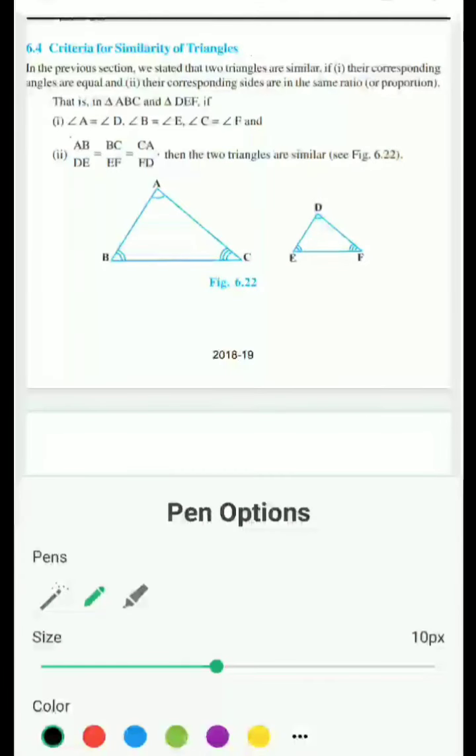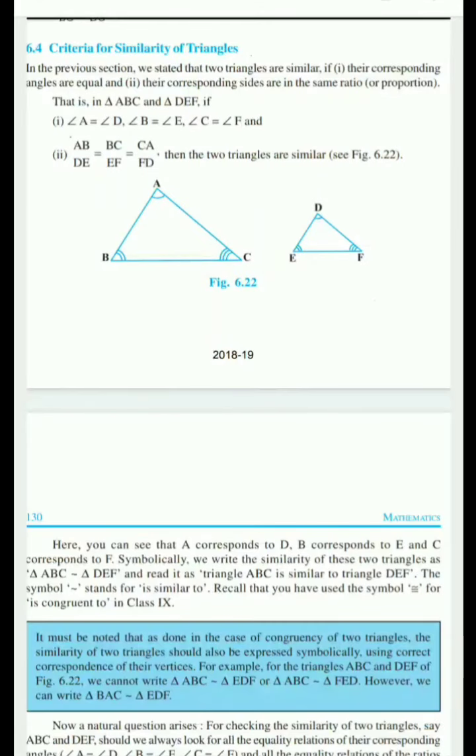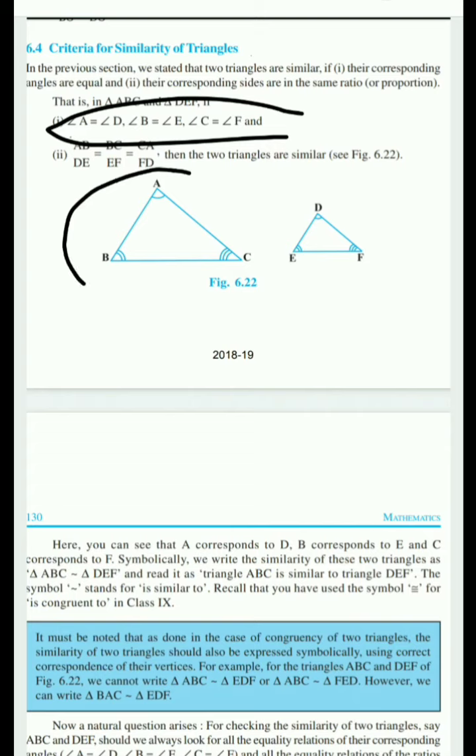So, hello everyone. Here, as you can see, we have completed exercise 6.2. And before beginning exercise 6.3, here we are discussing some criteria of the triangle. Before starting this chapter, I already told you that here we are not talking about congruency of the triangle, but we are talking about similarity of the triangle. As you know, the symbol of similarity is the one I have drawn over there.